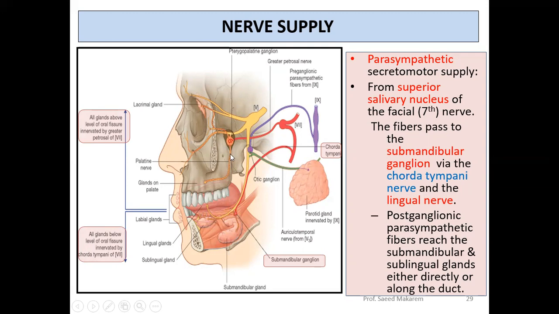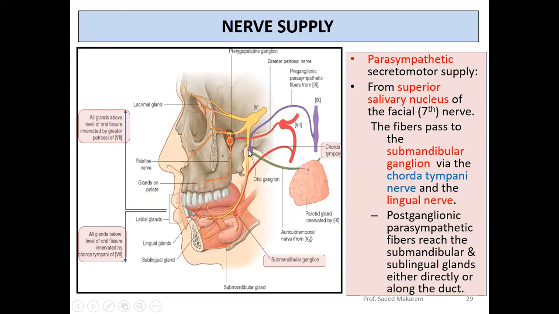These are the postganglionic fibers for the otic ganglion. So here was the otic ganglion. Similarly, here we have the submandibular ganglion, and from here we can see the postganglionic fibers coming. So these are the preganglionic fibers and these are the postganglionic fibers. Postganglionic fibers will be coming from the submandibular ganglion and they relay in the submandibular and sublingual glands.